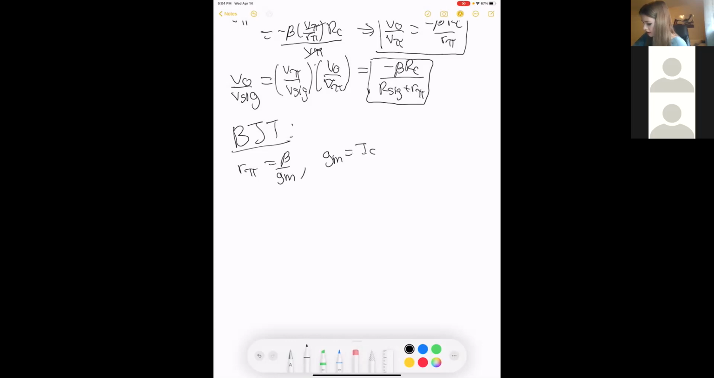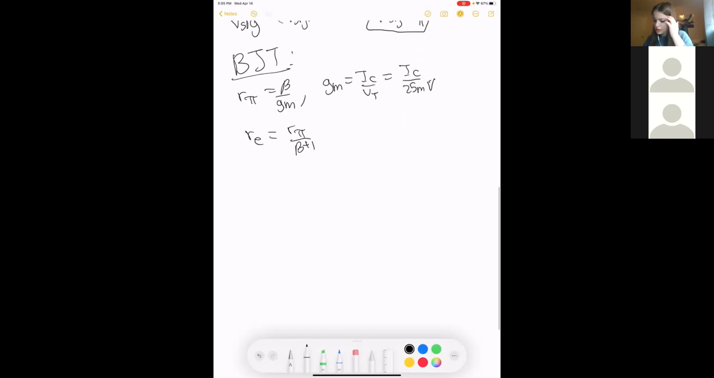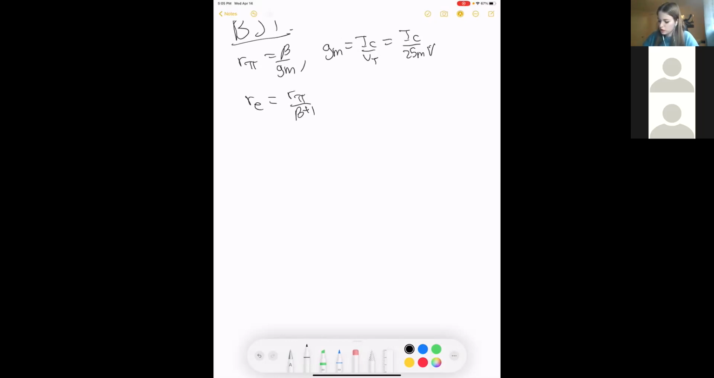gm is IC over VT, which is IC over 25 millivolts, because when I took it, we were told that VT is usually 25 millivolts unless you're told otherwise. And re is r_pi over beta plus 1. So those are the equations you have for going between the two small signal circuits.